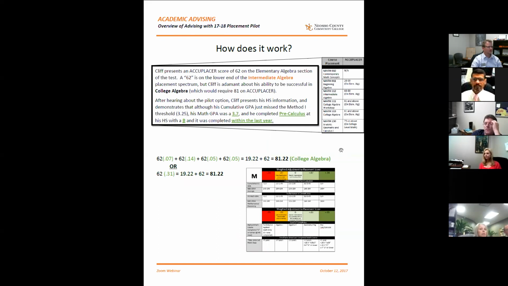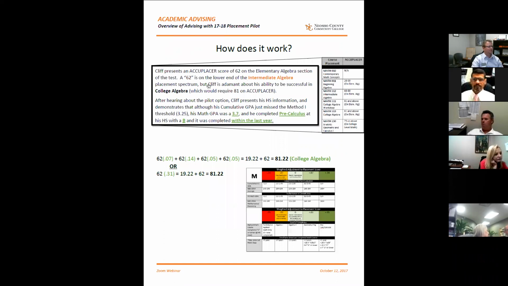So how does it work? I'll go through an example here so you can see it in action. I will say we've had a lot of different sampling done on different students to see how it could impact placements. And this is one such scenario that we've seen. So we have a student presenting an AccuPlacer score of a 62. For us, in our current cut score, if we're using our mandatory placement policy, a 62, you'll see over here on the right, places a student into intermediate algebra. It's on the lower end of that scale. So using our current policy, that student would enroll into intermediate algebra.